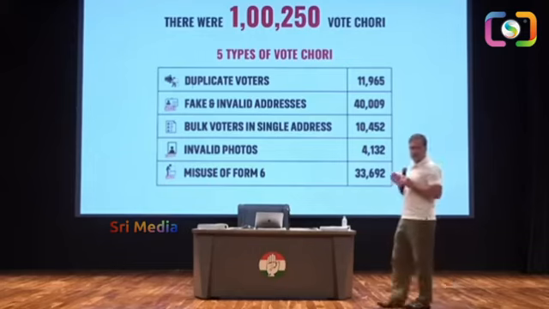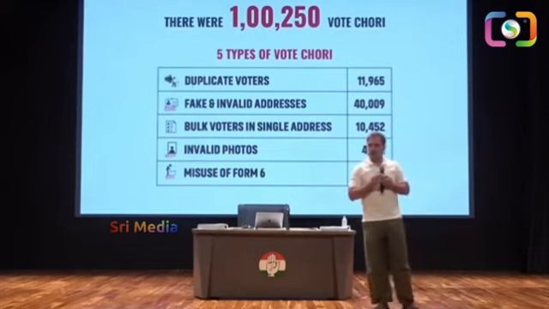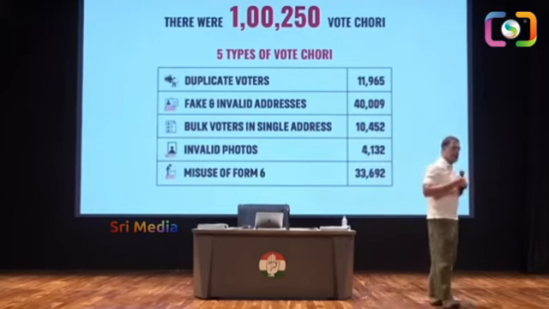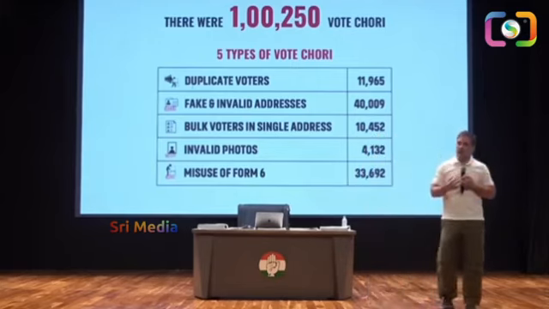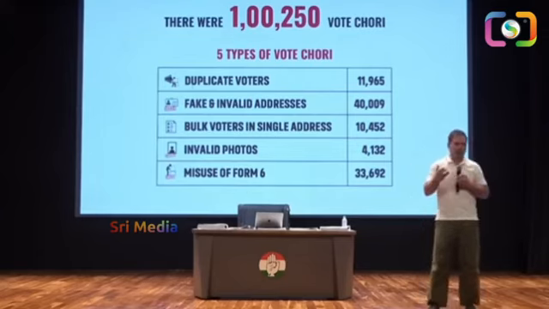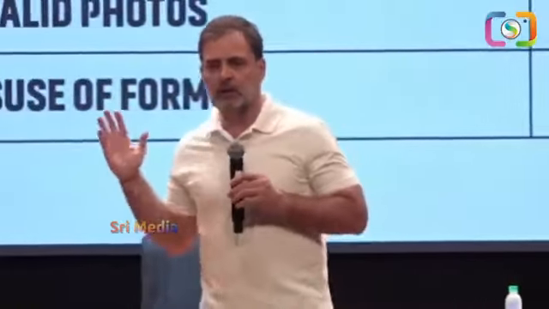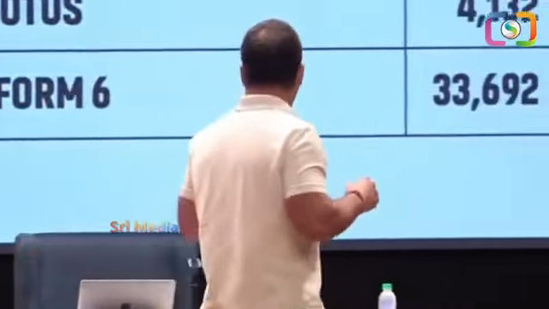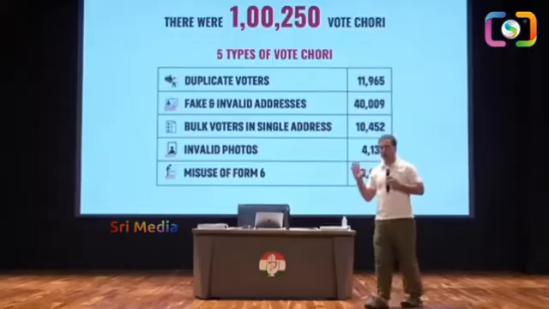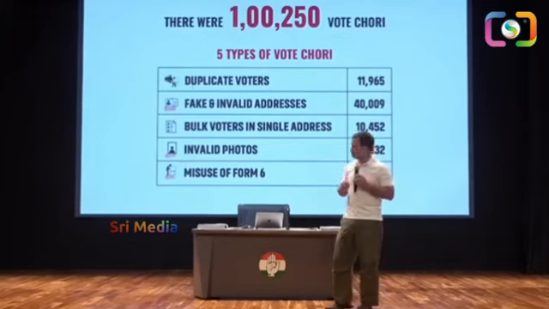Fake and invalid addresses. Voters who didn't have addresses or were just fake addresses. Bulk voters in a single address. One building, 50 people, 60 people, a 1 bedroom house, but we go there, and there are no 50 people living there. No record of those people ever having lived there. One family living in that house. Invalid photos, photos which you simply cannot see or no photos existing of theirs on the polling list.